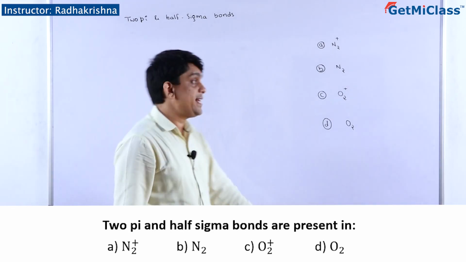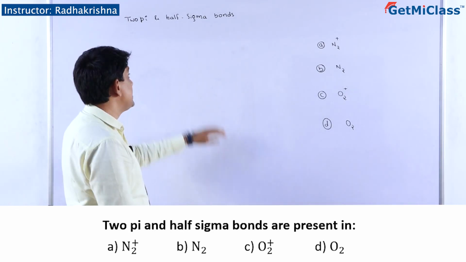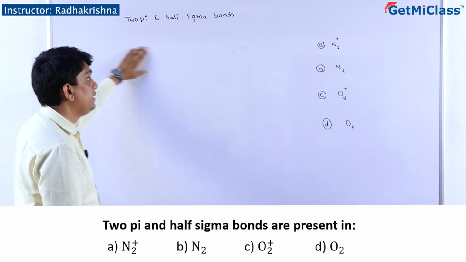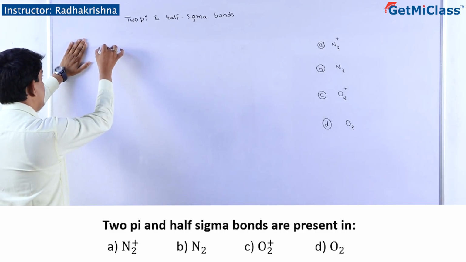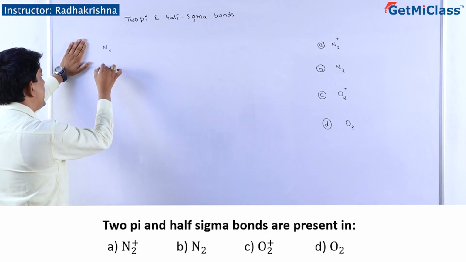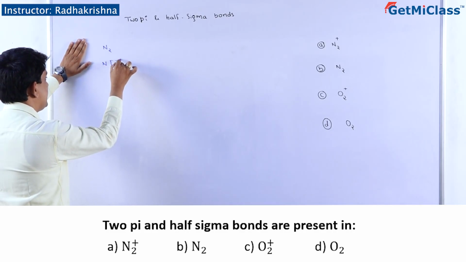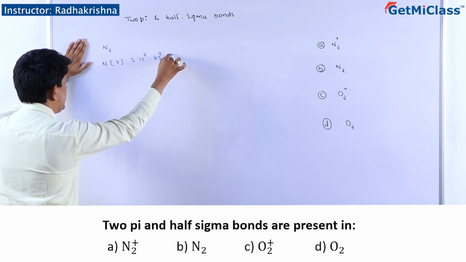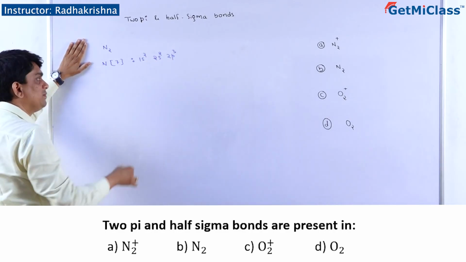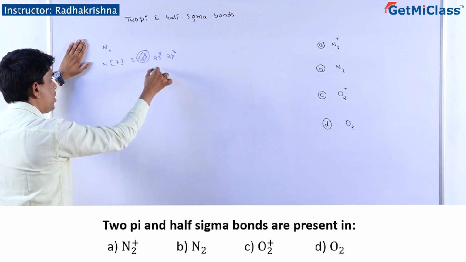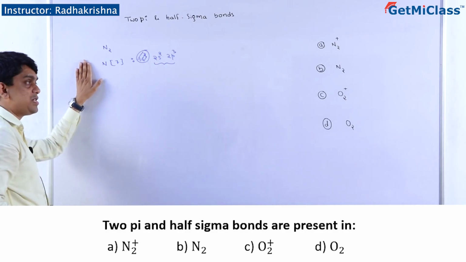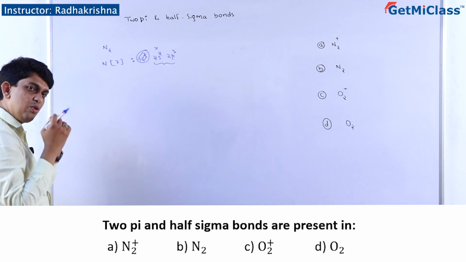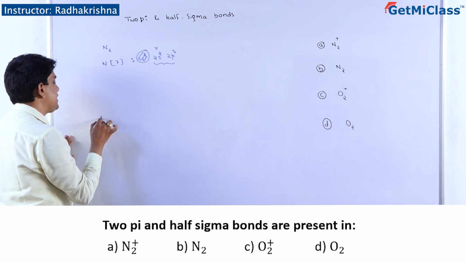The question says: which one of the species contains 2 pi and half sigma bonds? Let's see the species N2. Nitrogen, atomic number 7, electronic configuration 1s2, 2s2, 2p3, total becomes 7. Inner shell, I don't bother about it. 2s2, 2p3 is the outer shell. In this, I don't bother about 2s2. Let it go.